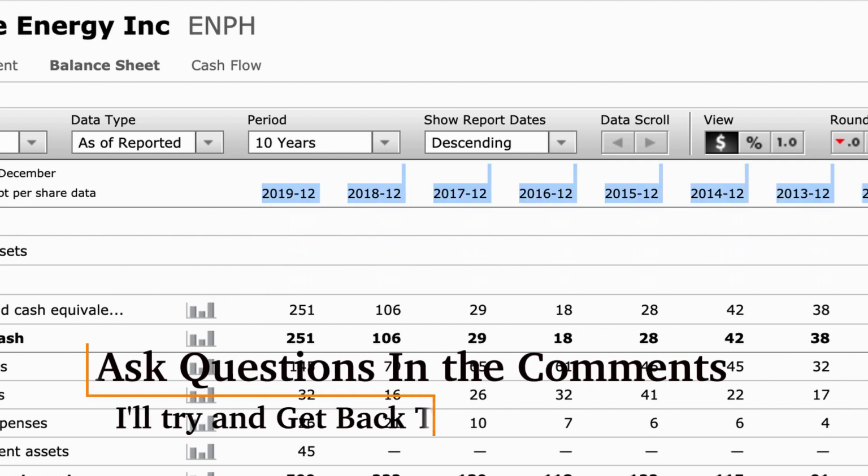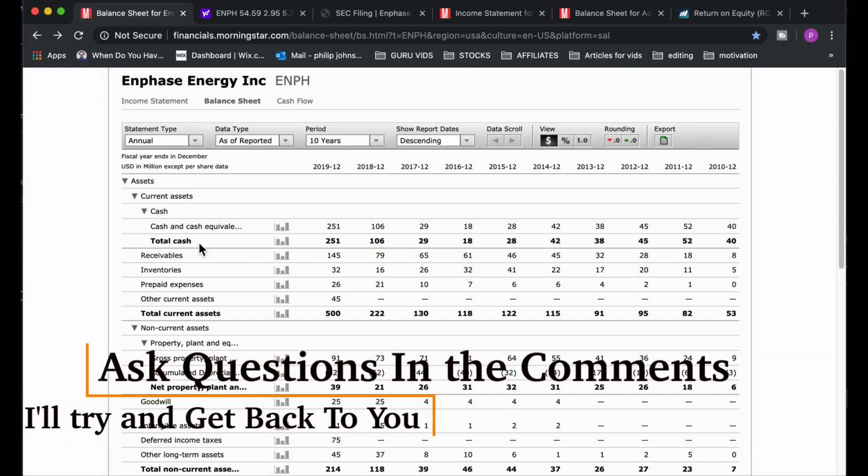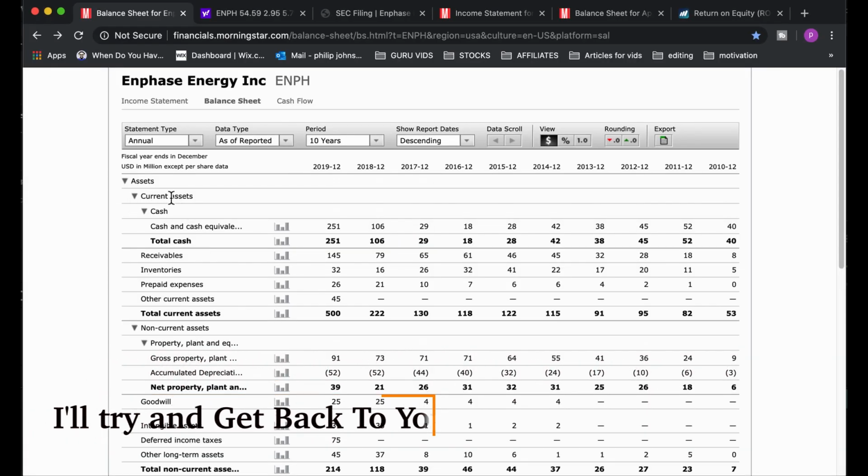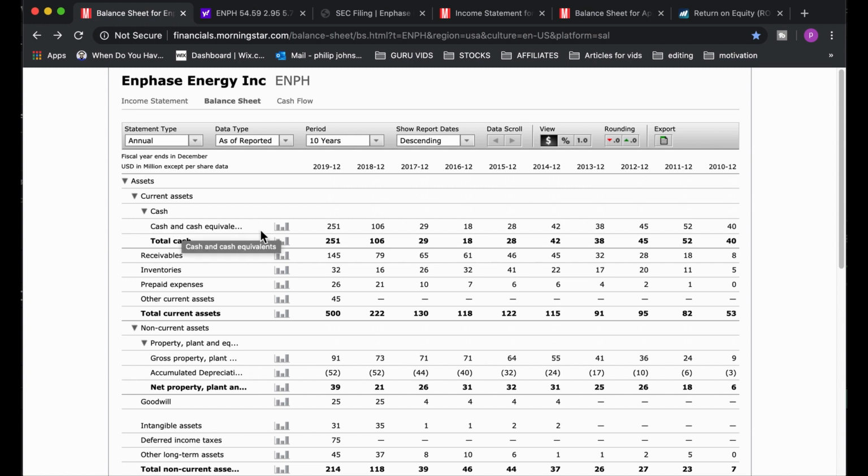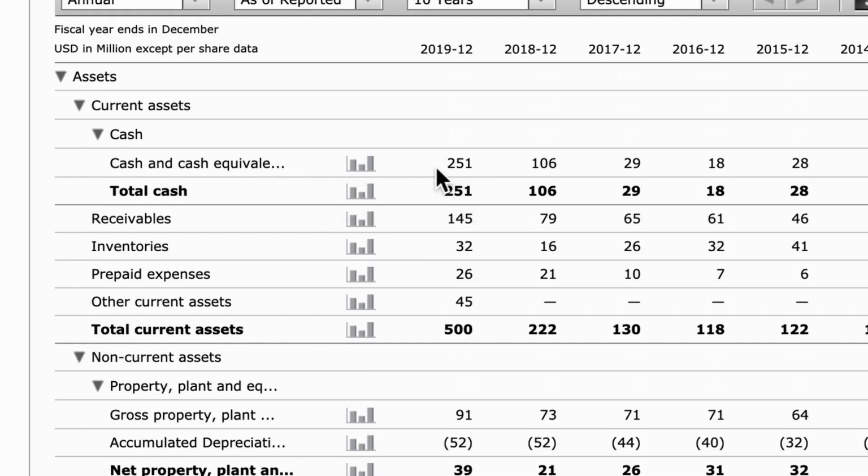And the first line here where it says current assets, that is things that can be turned into cash in the next 12 months. So cash and cash equivalents is anything that can be turned into cash immediately, like bank accounts or bonds that are going to expire in the next 90 days. This next line, receivables, is goods and services that have been delivered but haven't been paid for yet by the customer. This is money that will be coming in the next 12 months.